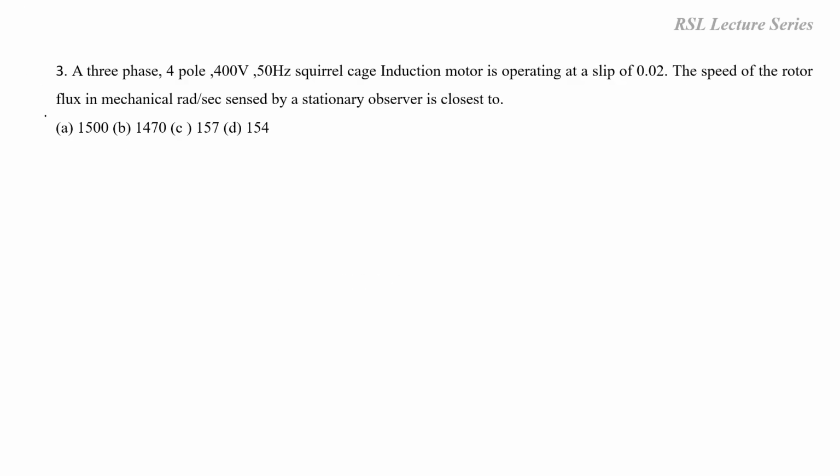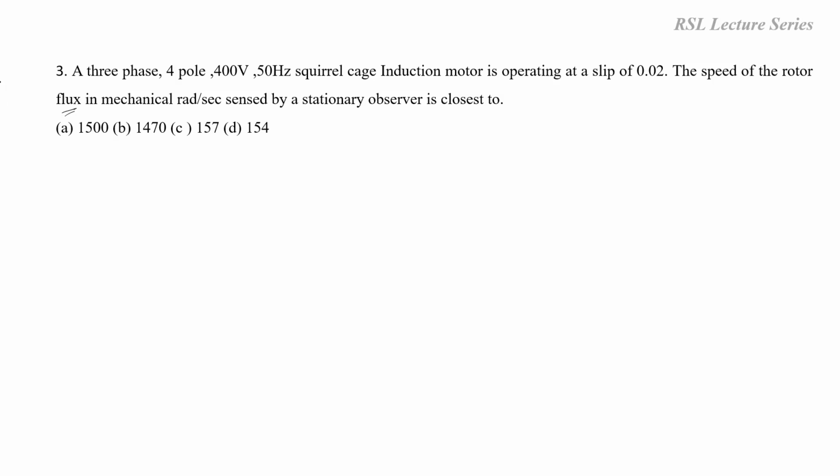Okay. Third one: a three-phase 4-pole 400 volts 50 Hz squirrel cage induction motor is operating at a slip of 0.02. The speed of the rotor flux in mechanical radians per second sensed by the stationary observer is closest to, the options are A 1500, B 1470, C 157 and D 154.